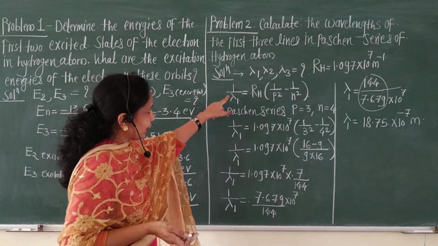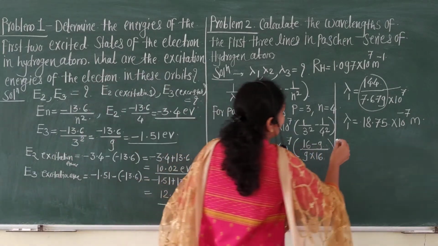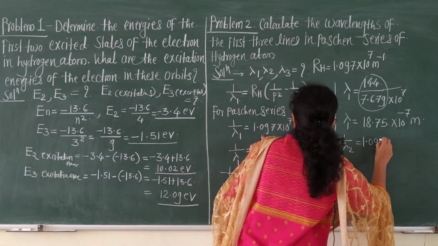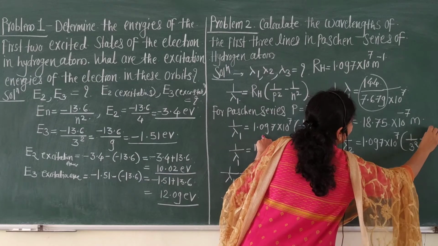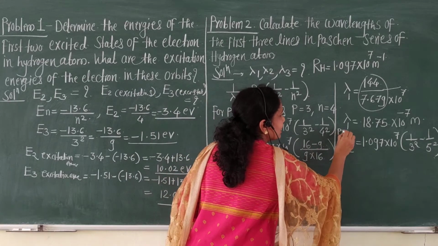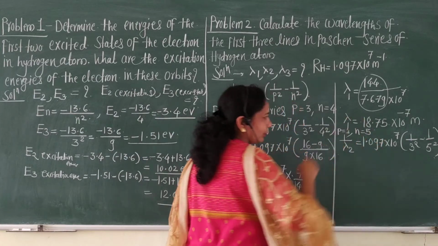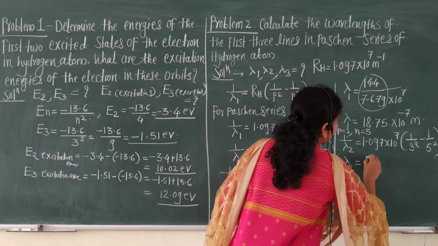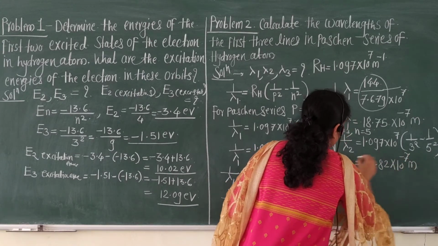Similarly, you can calculate the wavelength of the second line. 1 upon lambda 2 is equal to 1.097 into 10 raised to 7, into 1 upon 3 square minus 1 upon 5 square. Because for the second line, P is equal to 3, the inner orbit is the fixed orbit, but N is equal to 5. Then you can calculate, and you get the answer, lambda 2 is equal to 12.82 into 10 raised to minus 7 meter.